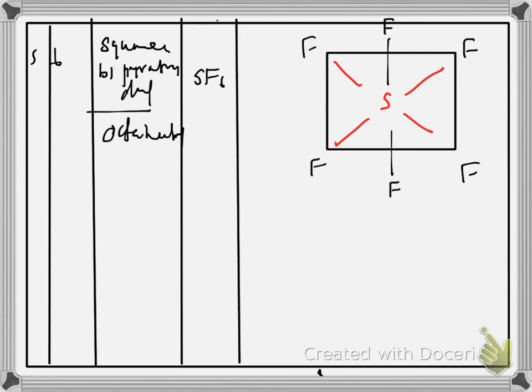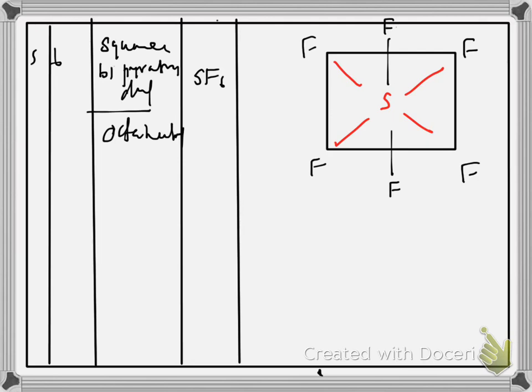It is a square, and 1 pyramid at the top and 1 pyramid at the bottom. Totally we have 6 fluorine atoms. This is also known as octahedral, since this shape has 8 faces.